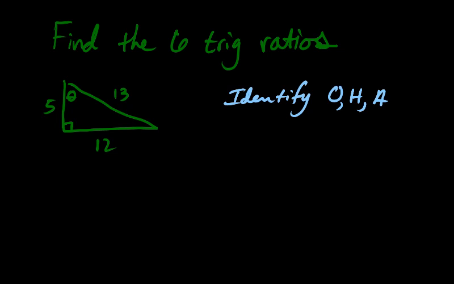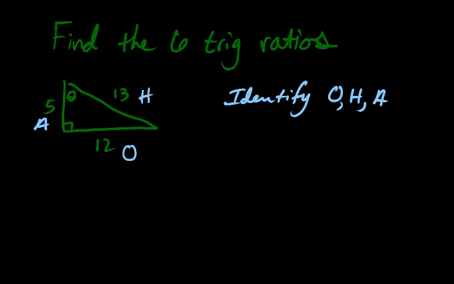And so the adjacent side's got to be the 5 because it's touching theta. The 13 is the hypotenuse because it's across from the 90-degree angle, and 12 is the opposite because it's across from theta. And so now we can find our six trig ratios laid out.